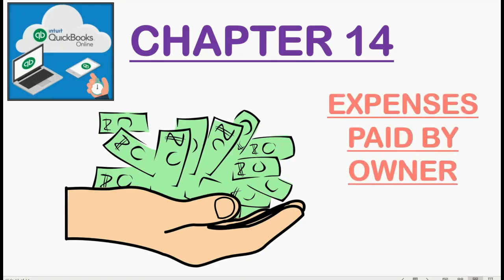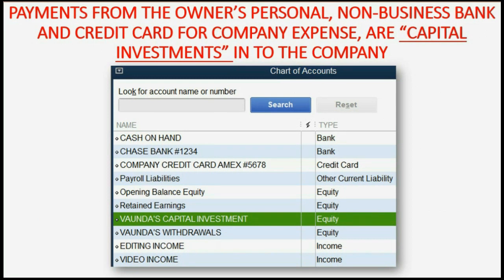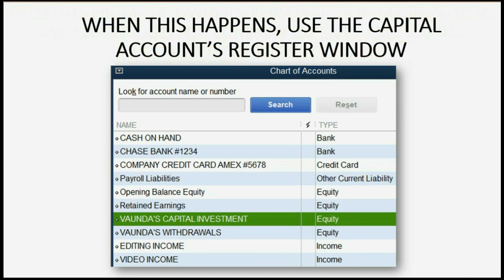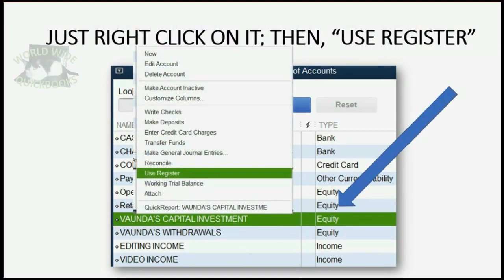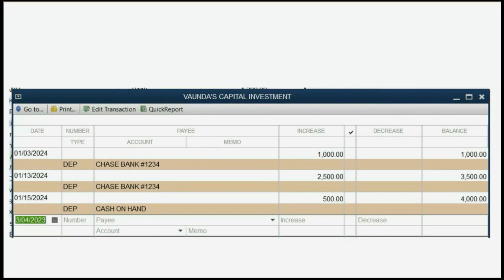Chapter 14. Expenses paid by the owner. Payments from the owner's personal, non-business bank and credit card for company expenses are capital investments into the company. When this happens, use the Capital Accounts Register window. All you have to do is right-click in the chart of accounts right on that account, and then a sub-menu opens up that will allow you to click Use Register.